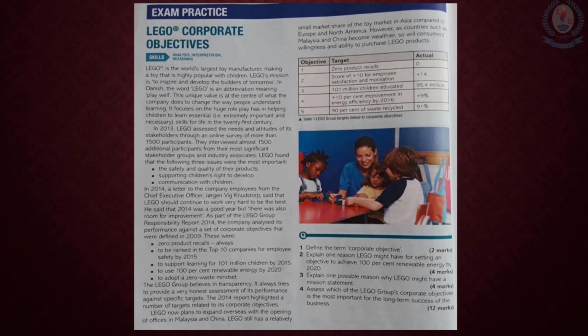So it is about their corporate objectives, and in the first question you need to define the term corporate objective. In the next question you need to explain a reason, especially they are asking you to explain one reason Lego might have for setting an objective to achieve 100% renewable energy by the year 2020. They allocate 4 marks for that.